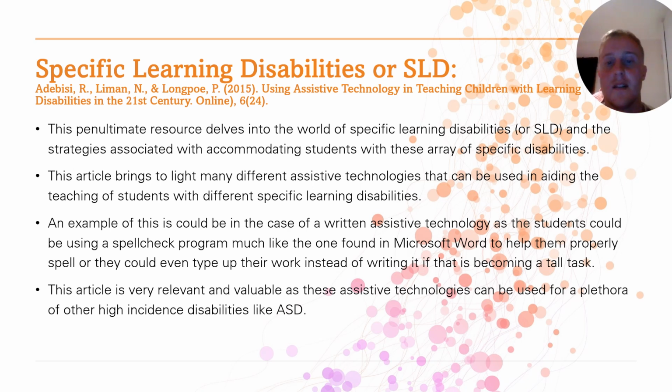The article brings to light many different assistive technologies that can be used in teaching the students with these different specific learning disabilities. An example of this could be in the case of written assistive technology, as a student could be using spell check on Microsoft Word, which can then help them properly spell. Or they could even type up their work instead of writing it, if that becomes a tall task.